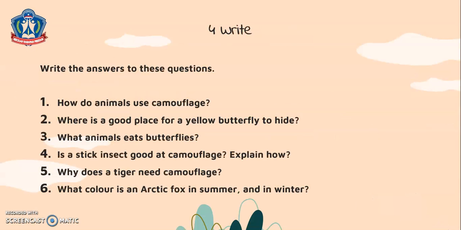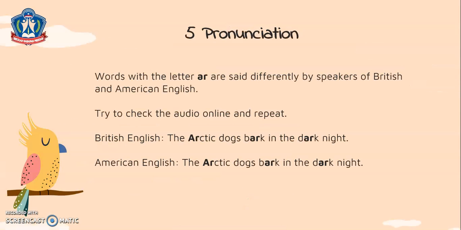And for activity 4, writing, write the answers to these questions. How do animals use camouflage? Where is a good place for a yellow butterfly to hide? What animals eat butterflies? Is a stick insect good at camouflage? Explain how. Why does a tiger need camouflage? What color is an Arctic fox in summer and in winter? Take your time to answer these questions, children.